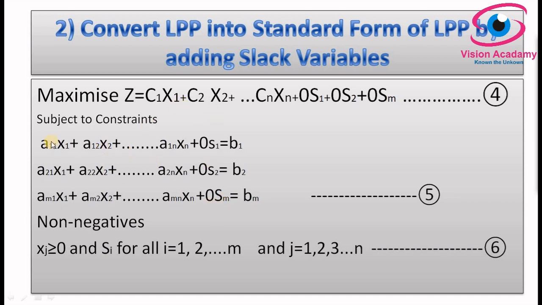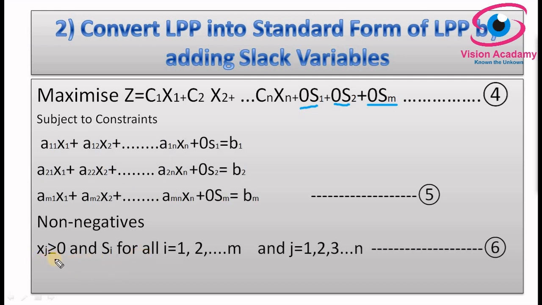Immediately after adding slack variable in the subject to constraint, we also should express that in the objective function, because this is also a slack decision variable. So this must be in the objective function. Not only in the objective function, also we have to express it in the non-negative.